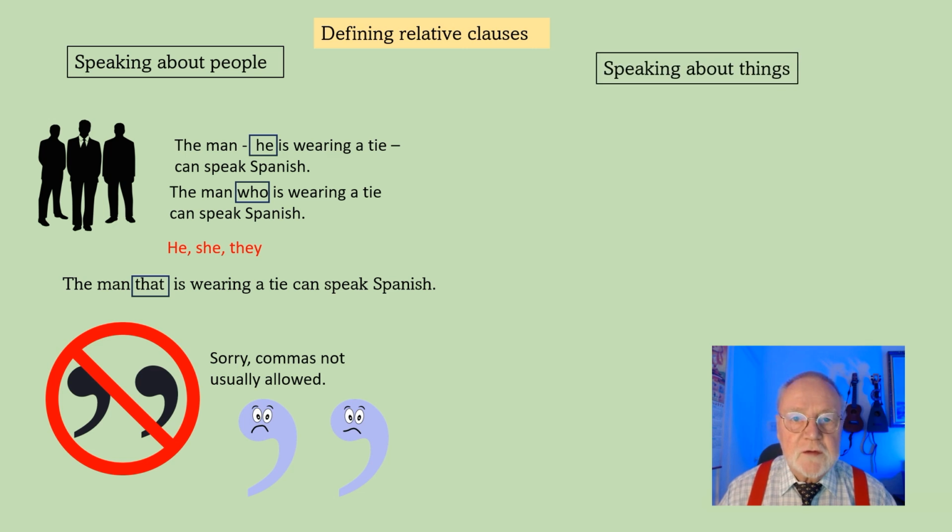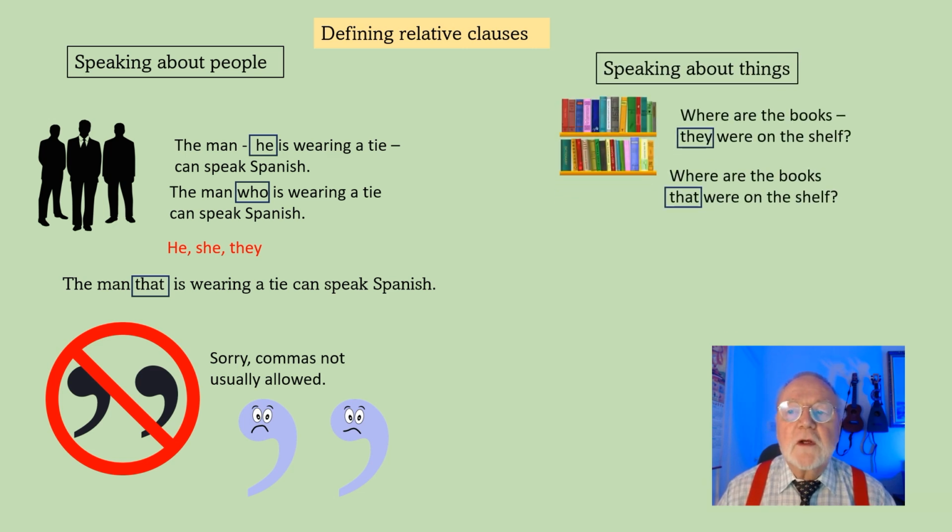Speaking about things is slightly different. Where are the books? They were on the shelf. Where are the books that were on the shelf? You can apply this to the pronouns it and they as well. And you can use which, but it's not so common. I think we prefer that these days in modern English. Where are the books which were on the shelf?